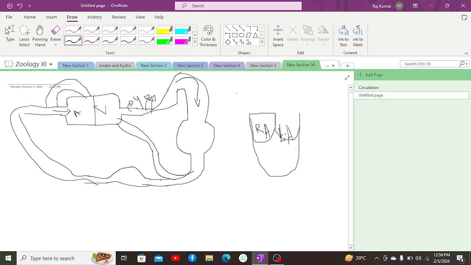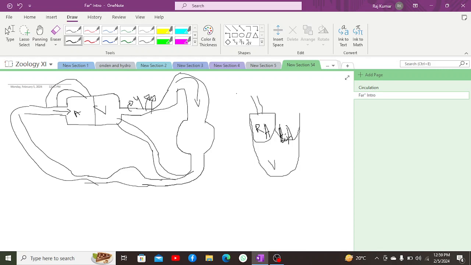left auricle, right, and left auricle, and there is a ventricle which is present downwards. Now here, the system is such that the blood comes into the right auricle through a vein which is known as the sinus venosus once again.